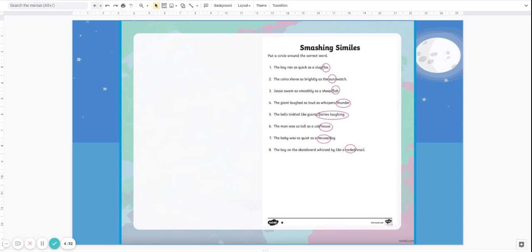The coins shone as brightly as the sun or a watch. Well, a watch doesn't really shine, so it's the sun. Jessie swam as smoothly as a sheep. I've never heard of a swimming sheep. Of course, it's a fish. The giant laughed as loud as, it's not whispers, it's the opposite of loud, as thunder. The bells tinkled like, do giants tinkle? No, it would be more correct to say that fairies tinkle. So the bells tinkled like fairies laughing.